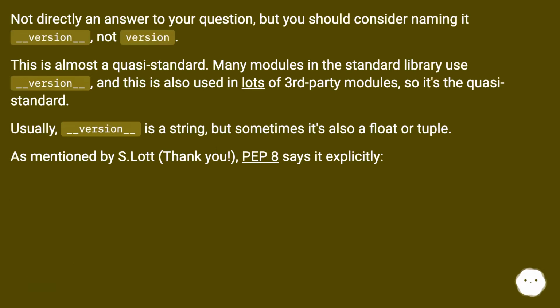Not directly an answer to your question, but you should consider naming it __version__, not version. This is almost a quasi-standard. Many modules in the standard library use __version__, and this is also used in lots of third-party modules, so it's the quasi-standard. Usually, __version__ is a string, but sometimes it's also a float or tuple. As mentioned by s.lot, thank you, Pep8 says it explicitly.